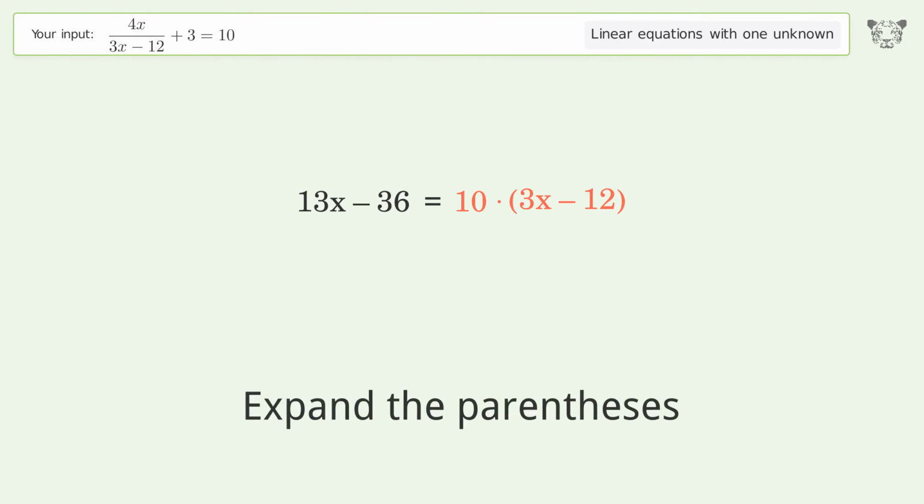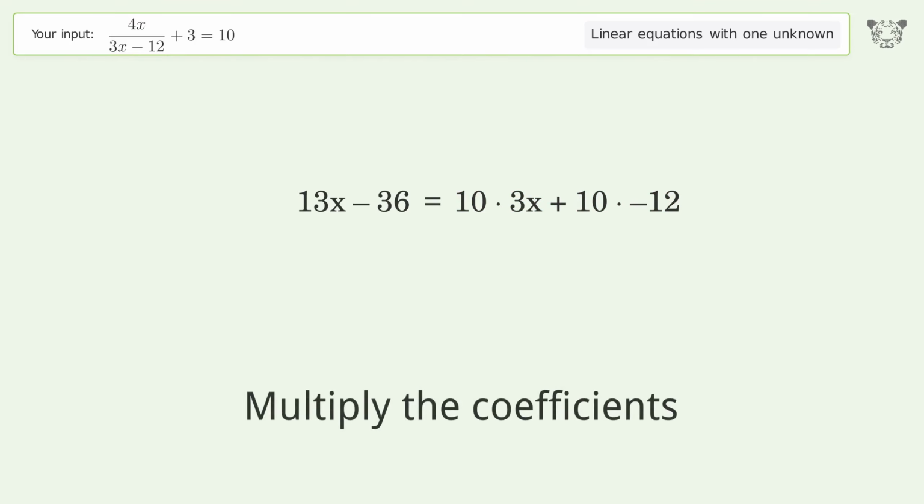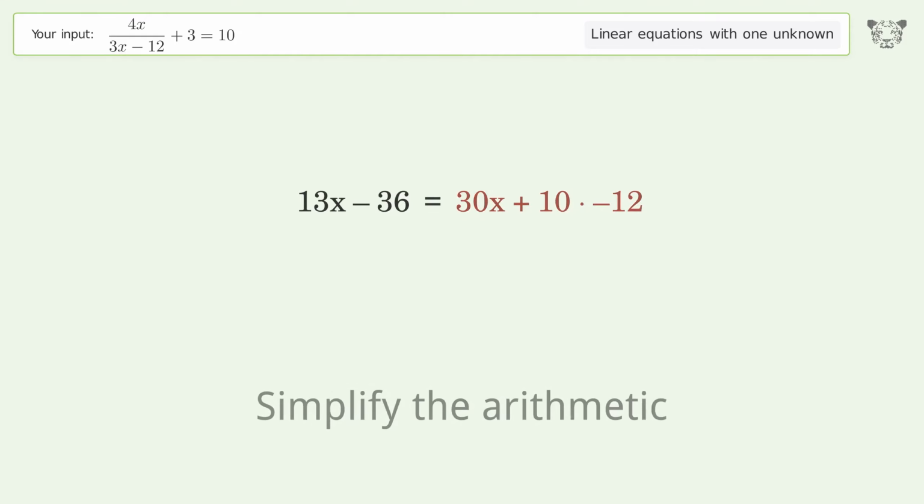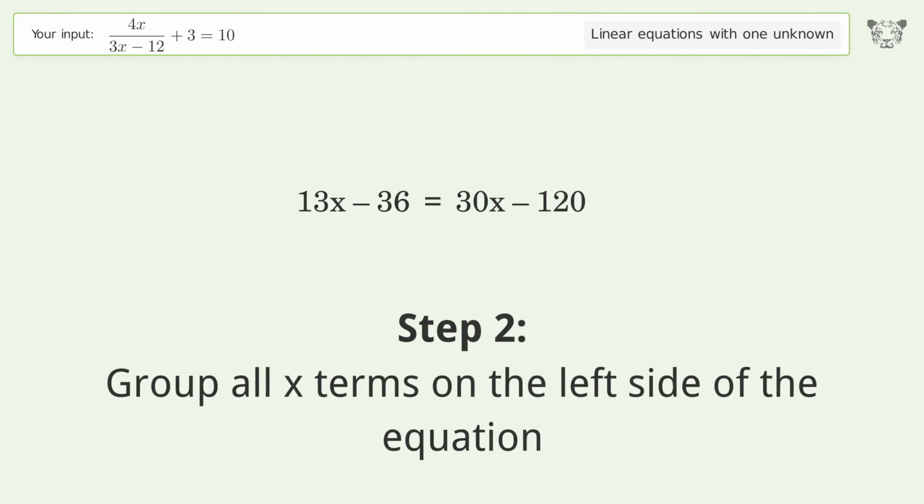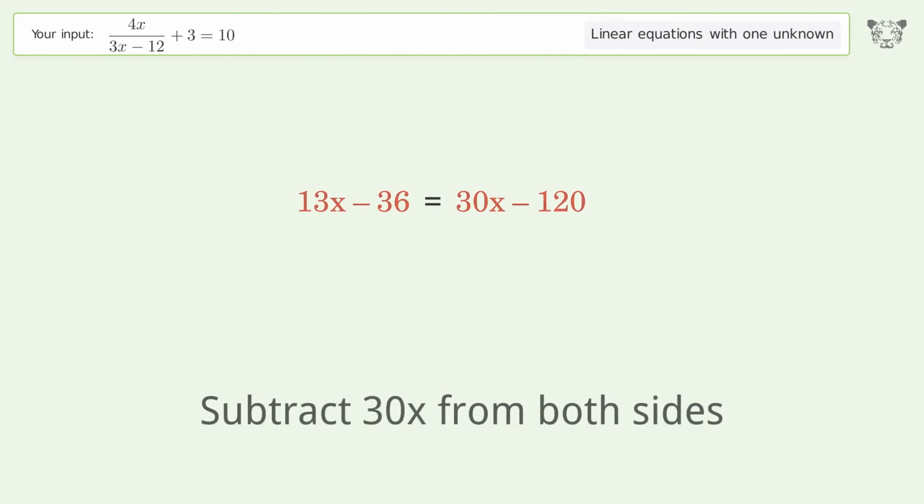Expand the parentheses. Multiply the coefficients. Simplify the arithmetic. Group all x terms on the left side of the equation. Subtract 30x from both sides.